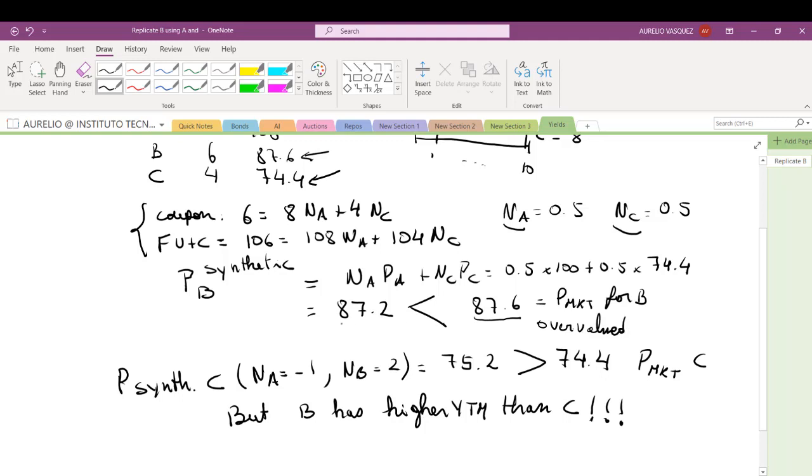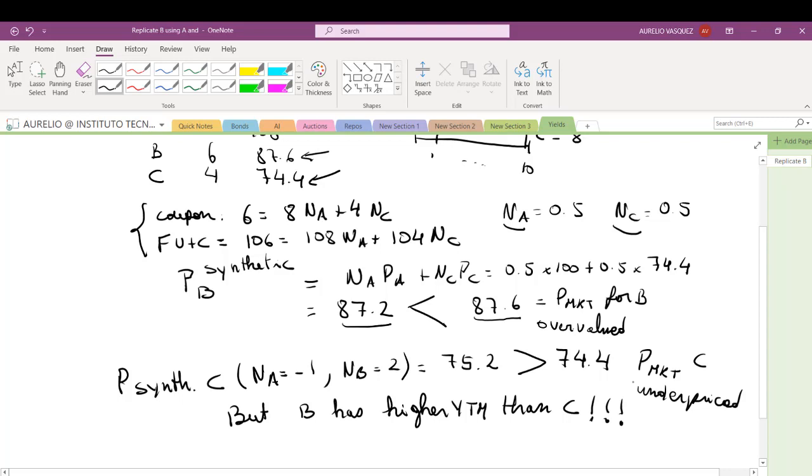How so? Well, you found that there's a cheaper way of getting exactly the same cash flow by combining bond A and bond C. So if I ask you, okay, which one are you going to buy, the one in the market or the synthetic? You say, no, the synthetic, it's cheaper, right? Now, bond C is actually underpriced in the market. So if I ask you, which one are you going to buy, the synthetic or the one in the market? You say, no, the one in the market is actually cheaper.